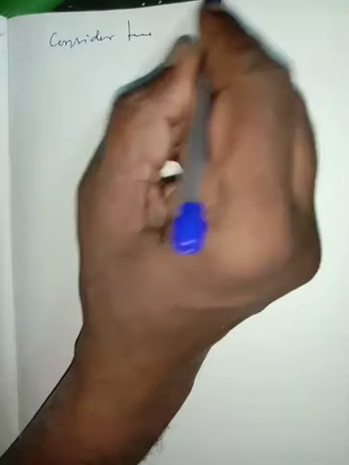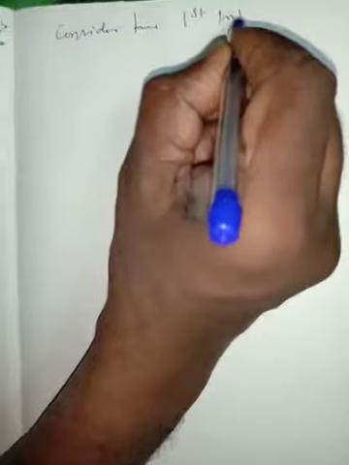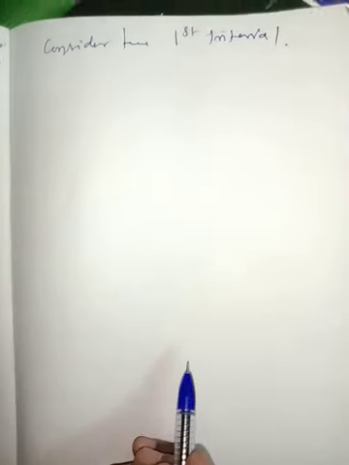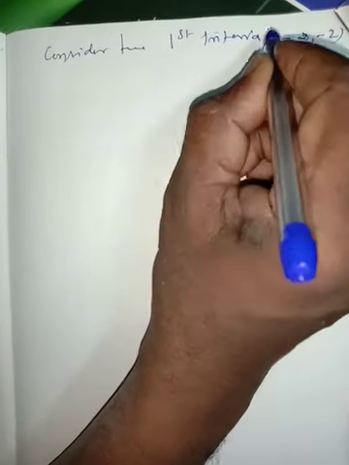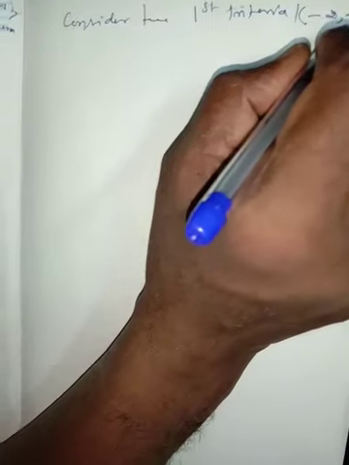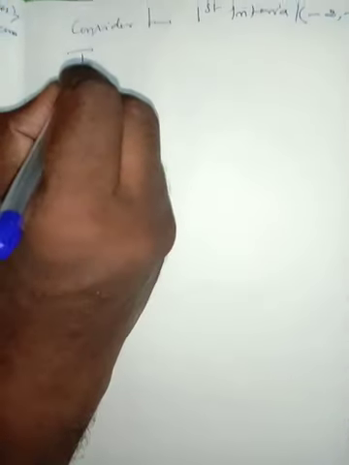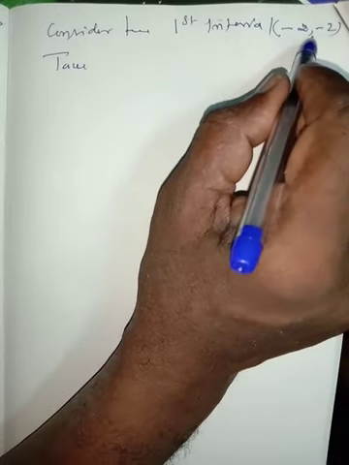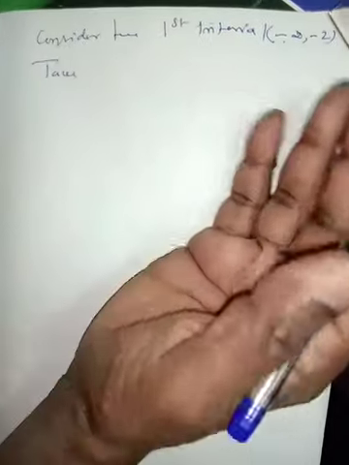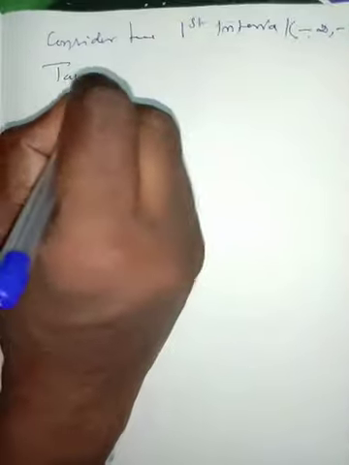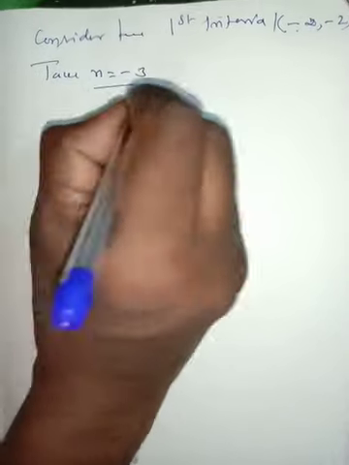Consider the first interval, minus infinity comma minus 2. Take any one point inside the interval. Minus infinity, minus 2, inside minus 3. Therefore minus 3, minus 4 and so on. Now take x is equal to minus 3.